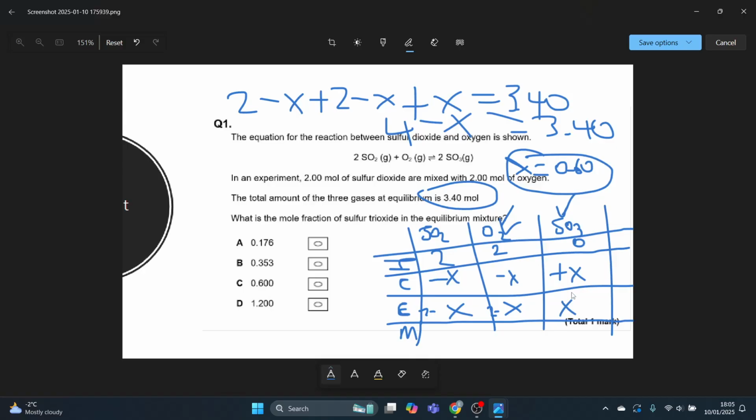Well, the mole fraction is going to be the number of moles of sulfur trioxide, 0.60, divided by total number of moles. What is the total number of moles? 3.40. Okay, and then that should give me the answer. 0.176.